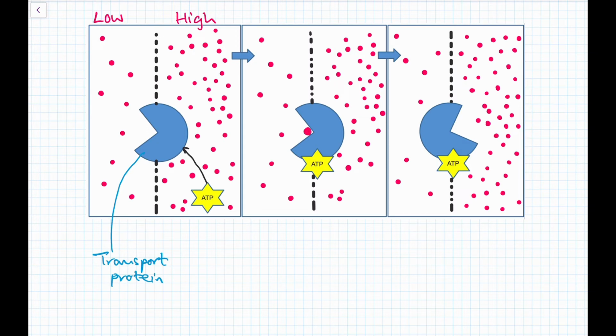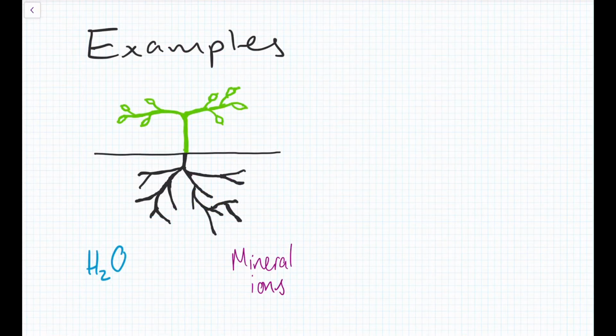So when a molecule from the left-hand side enters the transport protein, this change of shape of the transport protein will cause the molecule to be moved over to the right-hand side, to the area where there is a high concentration. So one example of active transport is in plant roots.